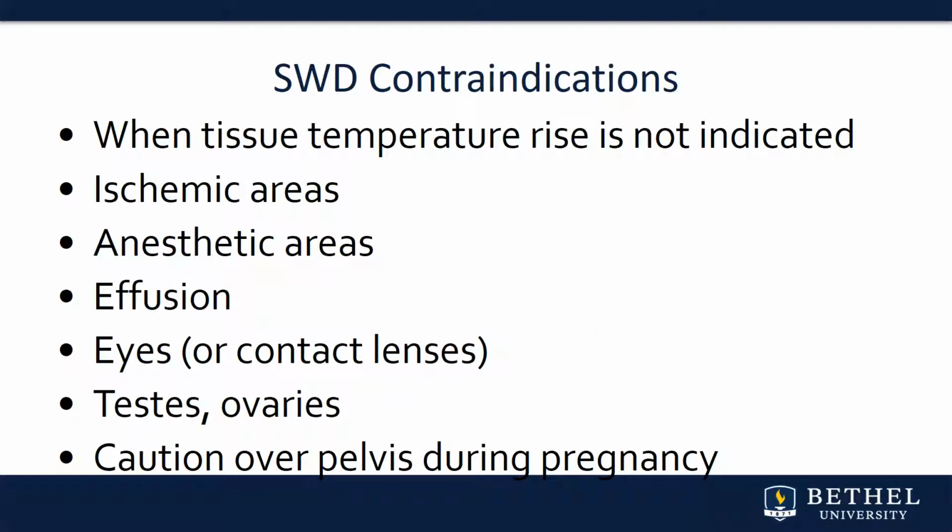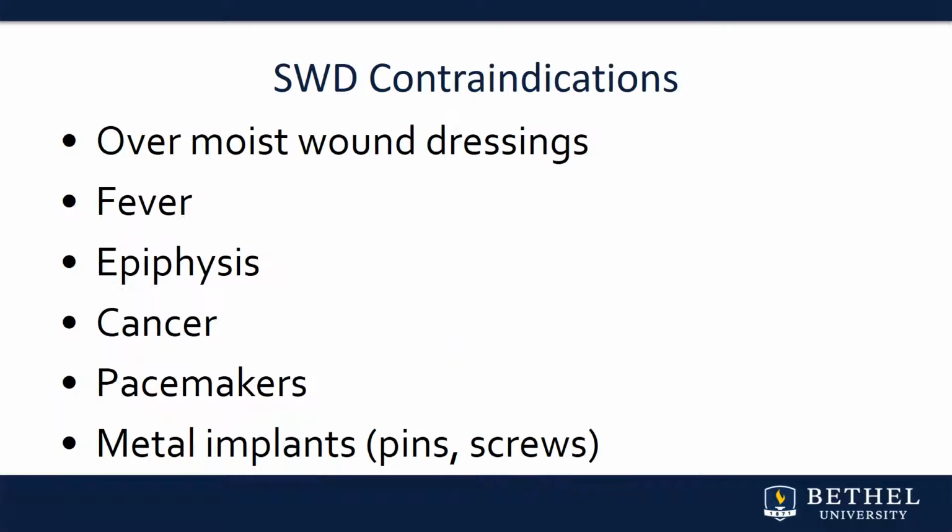When tissue temperature rise is not indicated, so an acute condition. Ischemic areas, anesthetic areas, so they can't feel the area, so they don't know if it's getting hot. Effusion, eyes or around contact lenses, testes, ovaries, cautious over the pelvis during pregnancy, over moist wound dressings because the moist dressing will actually preferentially heat, and that'll get hotter than the surrounding areas.